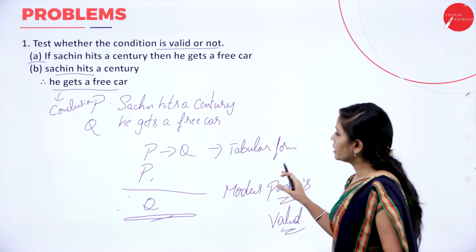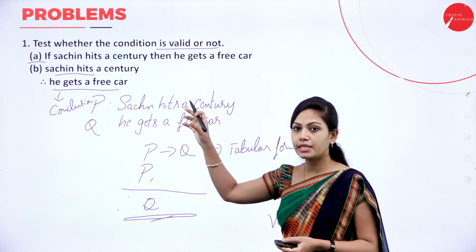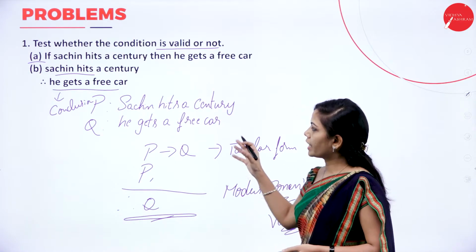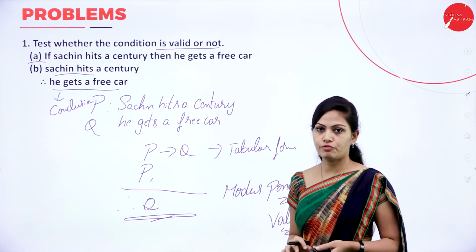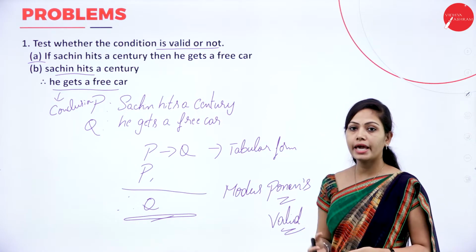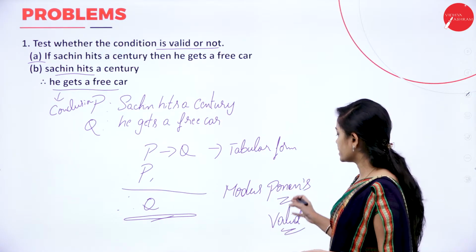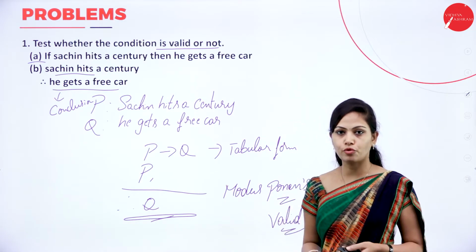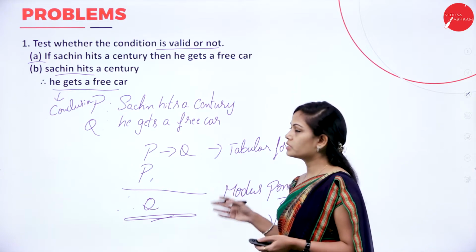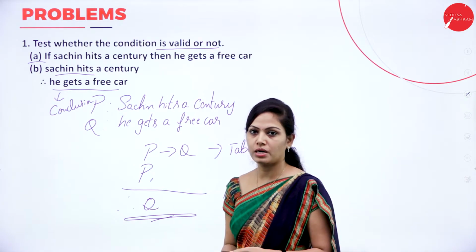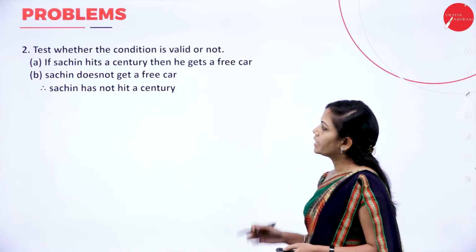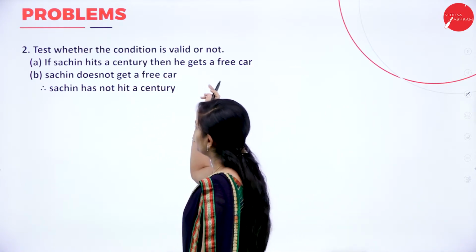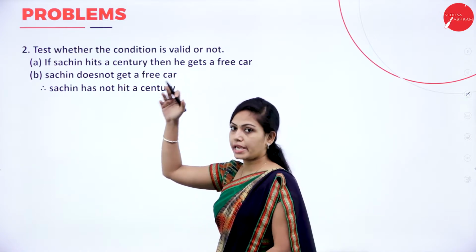Clear? So, like this you have to express this condition with this tabular form. You have to write this argument with the help of this tabular form. We can conclude whether it is a valid argument or not. This is a 2 marks question, sometimes you can expect this question for 4 marks. And the next question, test whether the condition is valid or not. If Sachin hits a century, then he gets a free car. Again, same question.